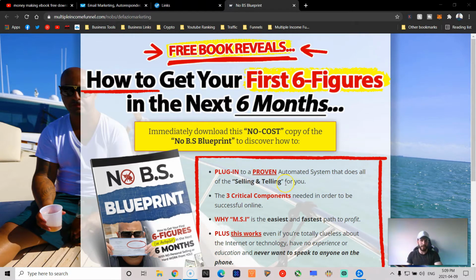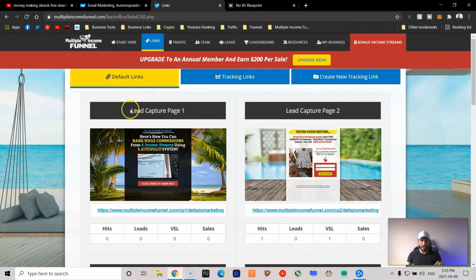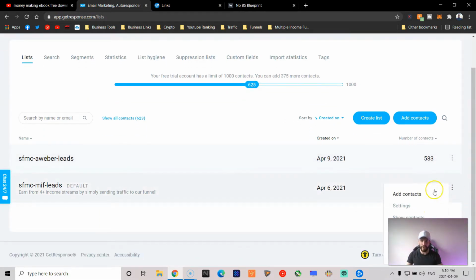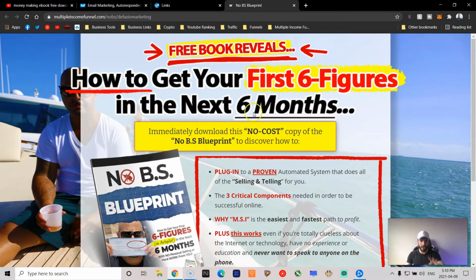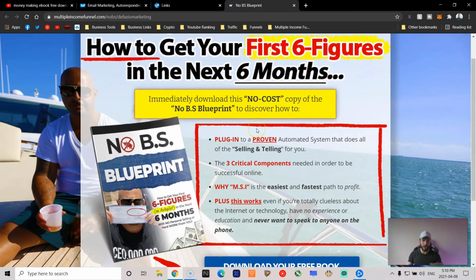This is a free ebook done by Mac Miller, and he is also the creator of the multiple income funnel. Now, the multiple income funnel is something new. I just got started with it not too long ago, and we're slowly trucking away at it and generating some leads. We've generated 40 leads so far. I do have a traffic campaign running to this No BS ebook funnel, and I'll show you how I actually did that in this video.